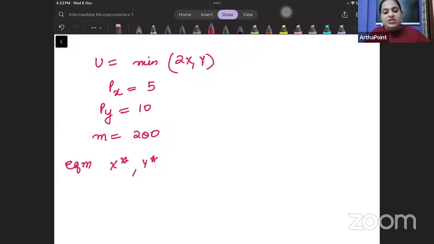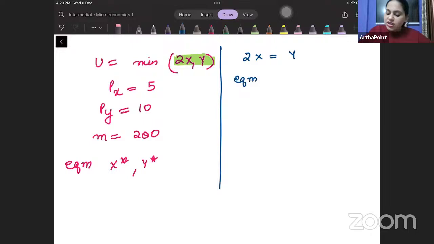So beta, what is the property we have studied in class about our equilibrium? क्या पढ़ा है हमने क्लास में min function के equilibrium के बारे में? We have studied that whenever it is a min function equilibrium, whatever comes inside the min must be equated. जो भी min के अंदर आएगा उसको हमें equate करना है. So 2x is equal to y. Beta, what is your equilibrium? What is your budget line?